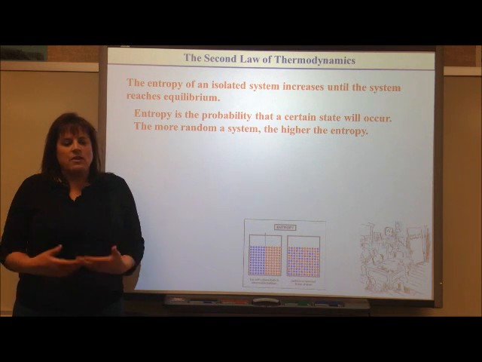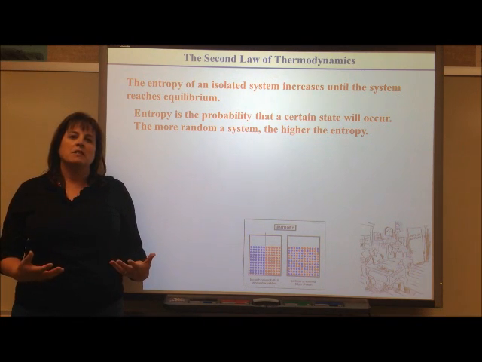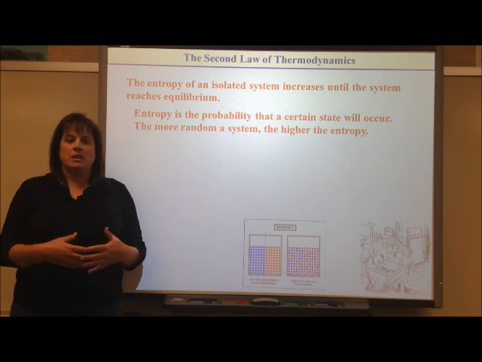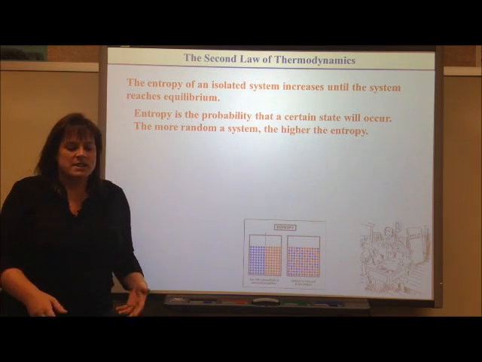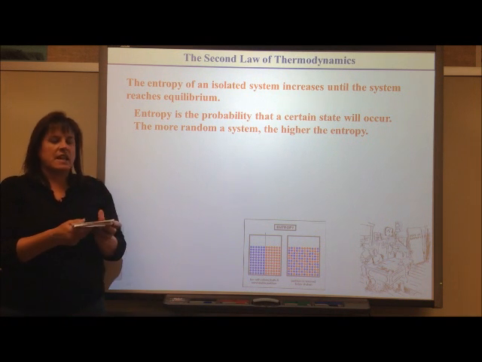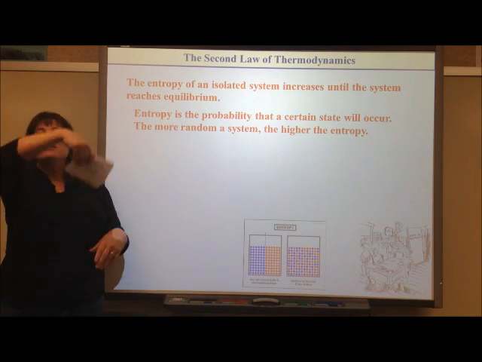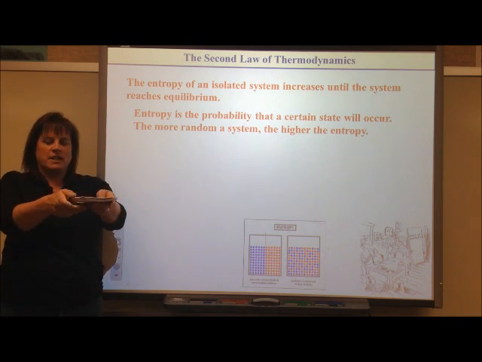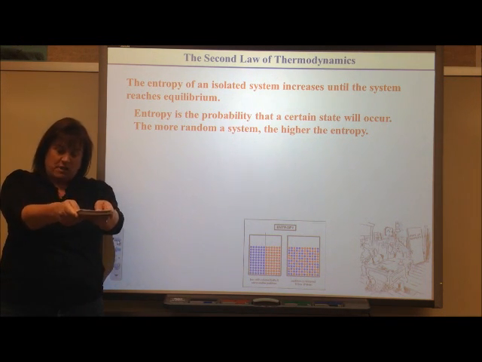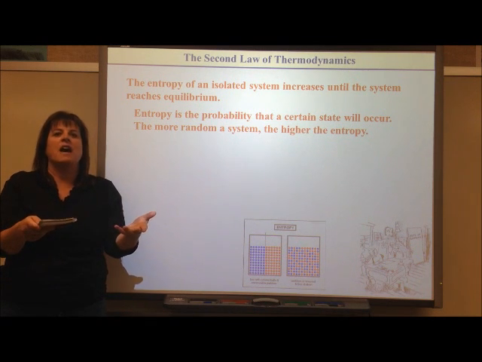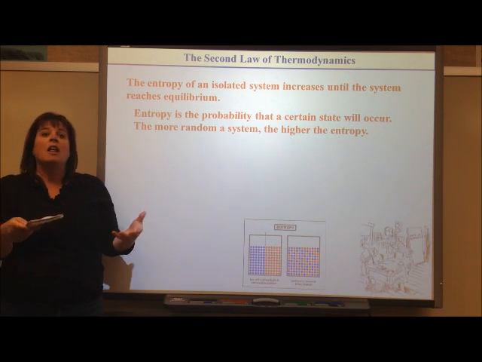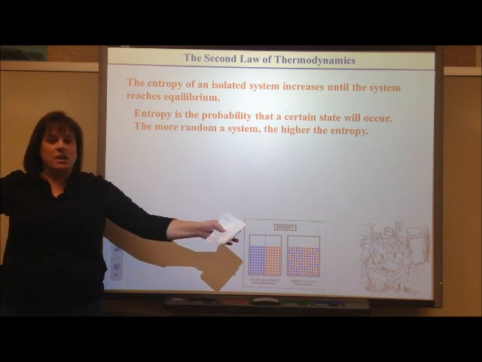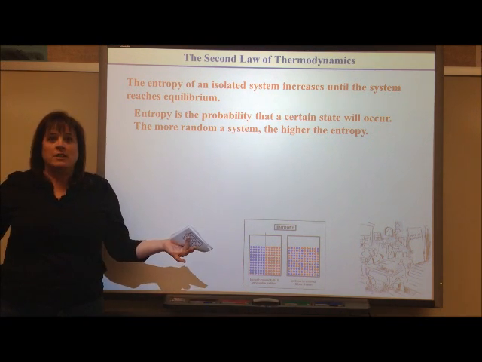Now, if you know anything about statistics, the probability of a system being more random is higher than the probability of a system being ordered. For example, if I take the stack of papers and throw it in the air, what is the probability that it is going to land in a nice little stack? The probability of that is really, really small. The probability that it's going to be random and spread out throughout the classroom, well, that's pretty high.